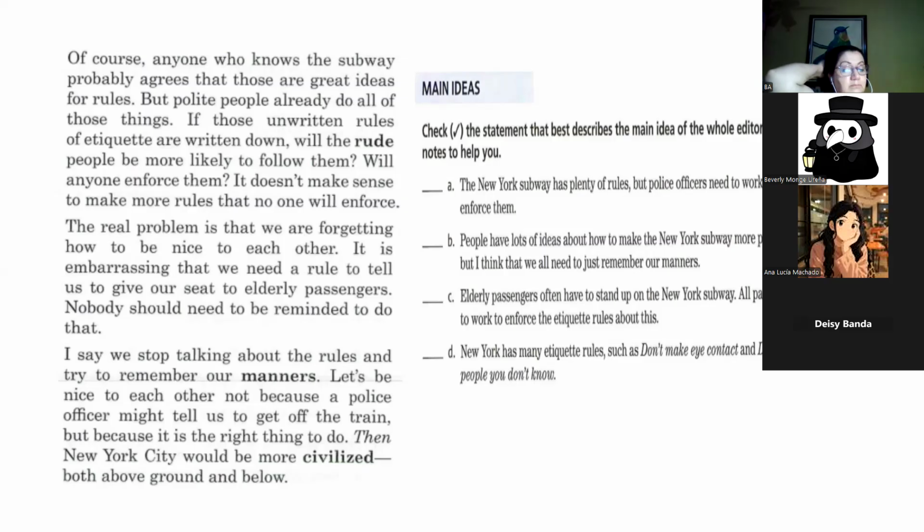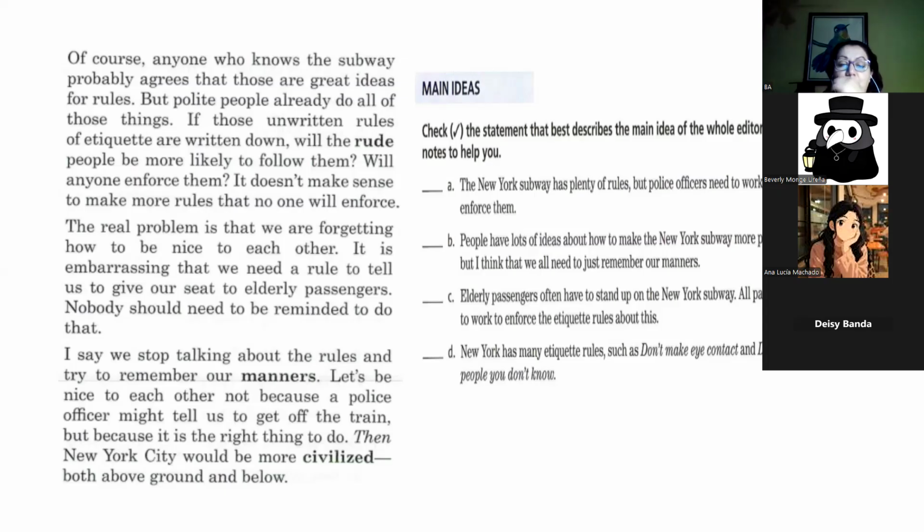Because the rules in the subway are necessary, but people don't respect the rules, and the police officers need to work. How to say it? Like they are quiet about the rules and enforce. Yes. To enforce the laws. They have to enforce the rules.